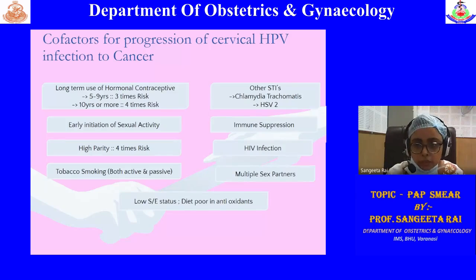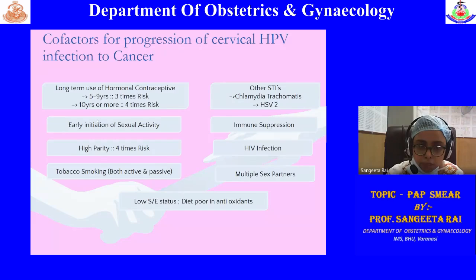We all know the multiple risk factors, for example if the patient is using long term hormonal contraceptives. Why does it cause this? Because it has been studied that patients who are using contraceptives are more prone to sexual activity. This sexual activity causes continuous trauma to the transformation zone. So this is the basic pathophysiology behind long term use of hormonal contraceptives.